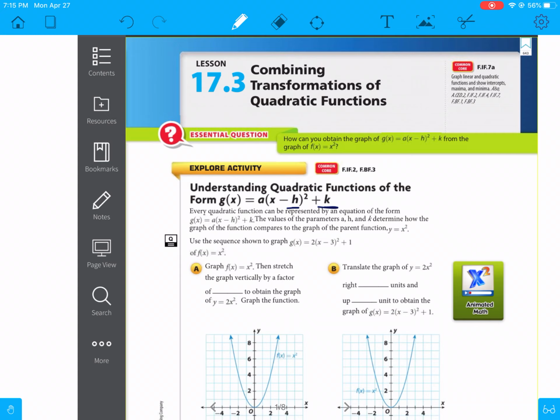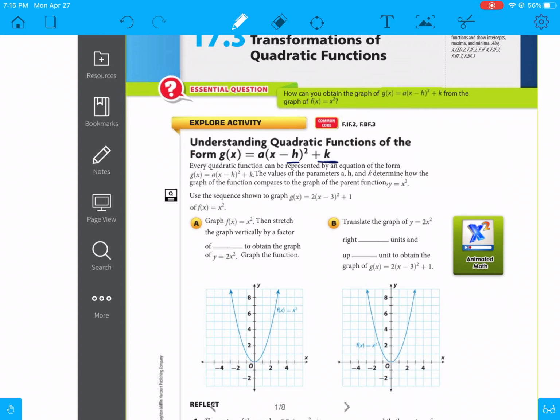So there's always a sequence of transformations that's going to move the parent function, which is y equals x squared. So we want to go from f of x equals x squared to g of x equals 2 times x minus 3 squared plus 1. When you graph the first one, it's a stretch factor of 2, because this 2 right here tells you it is vertically stretched. And it's positive, so it's going to have a minimum and it's going to open facing up, just like it is on that graph.